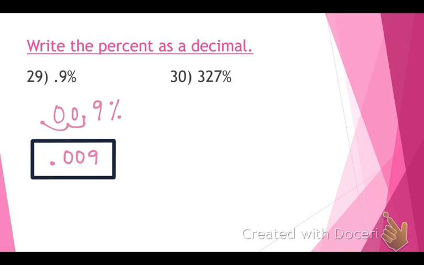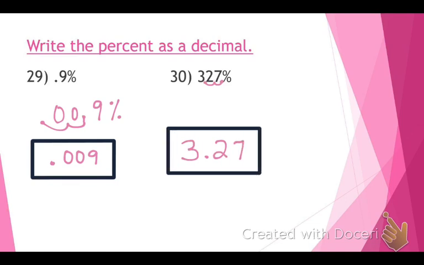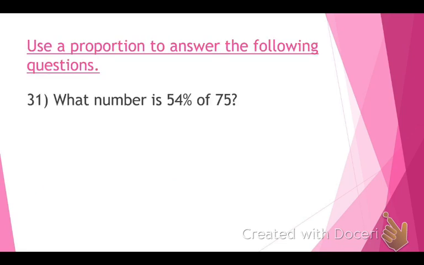JD, let's do the next one. 327%. Where is the decimal on that right now? It is behind the 7. What should I do with it? Good job. And what's your answer? 3.27 is correct. Okay, good job on that. These are both pretty simple concepts. Okay, let's go to the next one.